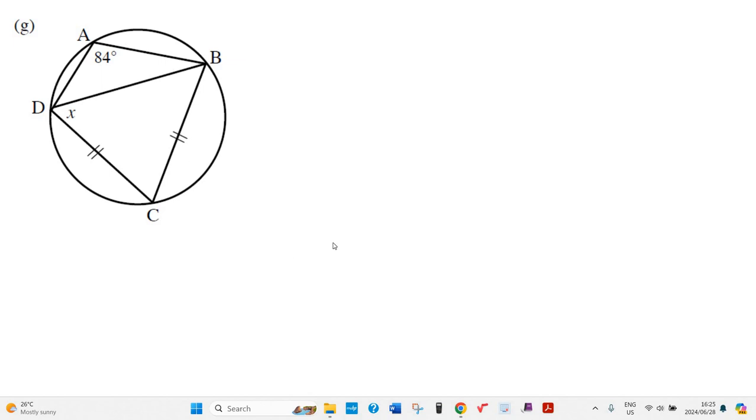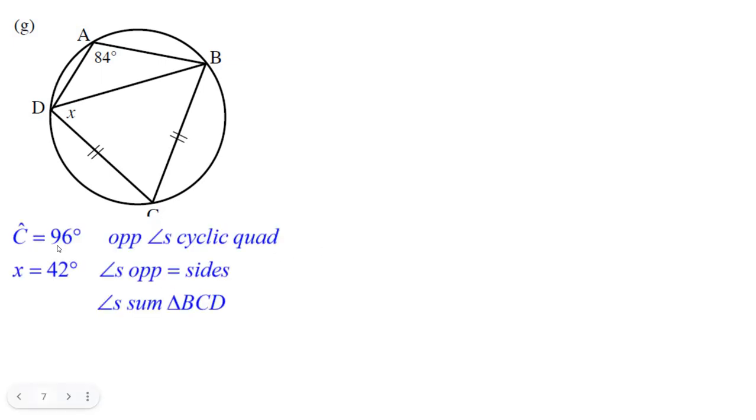You're going to get what x has to be. Let's see if we did that. Well, C is 96 degrees, opposite angles in a cyclic quad. And x is 42 because you need 84 degrees here, 42 and 42. So there you go. Two reasons though: angles opposite equal sides and the angles summing in triangle BCD.